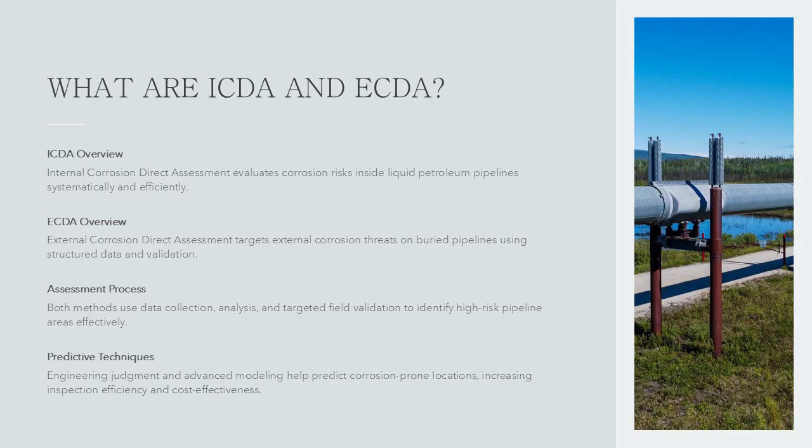ICDA stands for Internal Corrosion Direct Assessment, which evaluates internal corrosion risks in liquid petroleum pipelines. ECDA stands for External Corrosion Direct Assessment, which targets external corrosion threats on buried pipelines. Both methods follow structured processes involving data collection, analysis, and targeted field validation. Instead of inspecting every inch of pipe, they identify and examine the most susceptible locations, making them efficient and cost-effective. These approaches rely on engineering judgment, historical data, and advanced modeling techniques to predict corrosion-prone areas accurately.